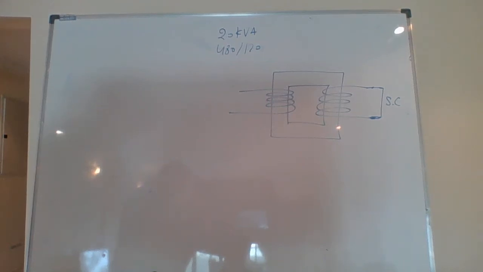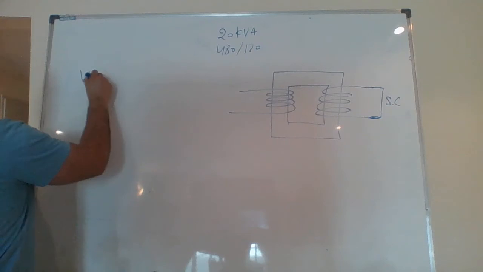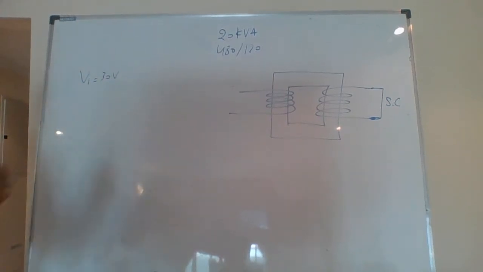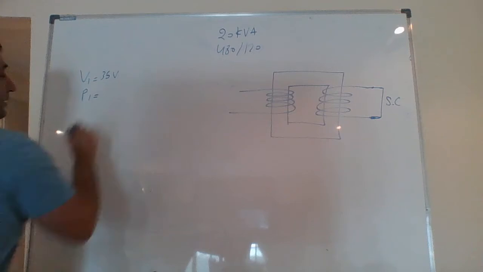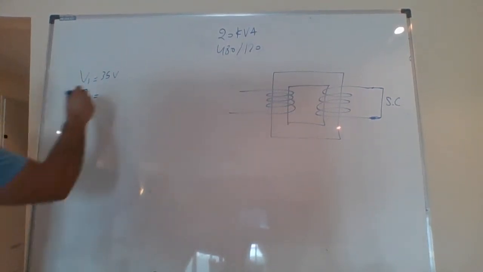I obtained V1 when I applied it. These are the readings. V1 is equal to 35 volt. P1 is 300 watt.